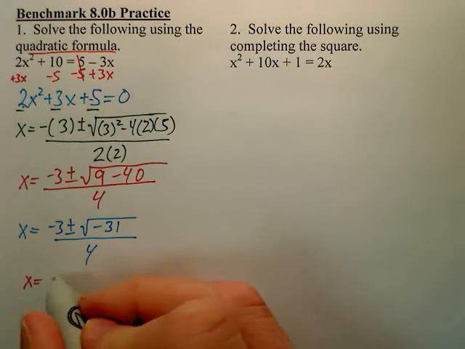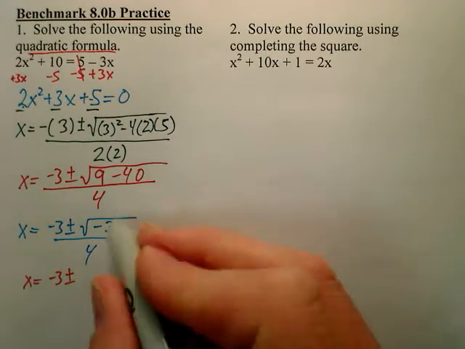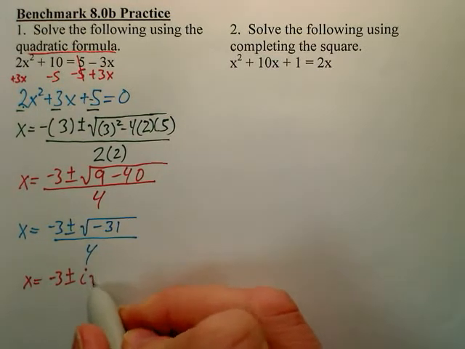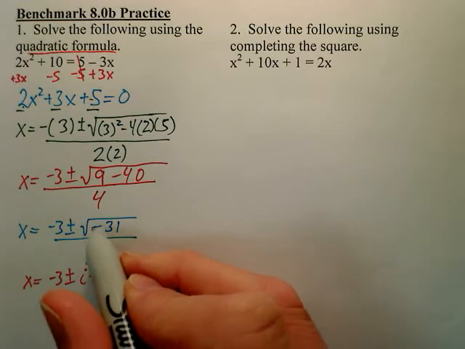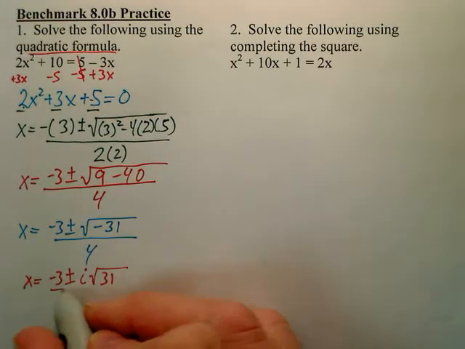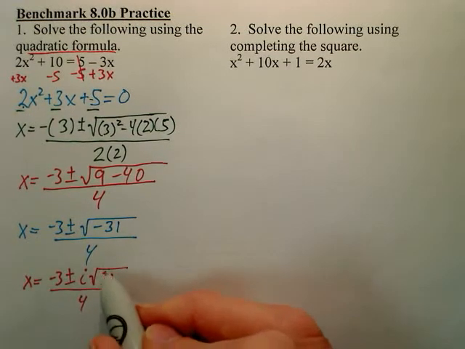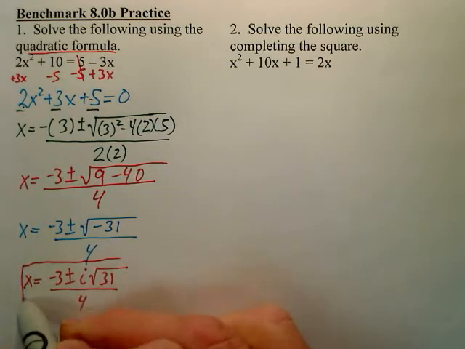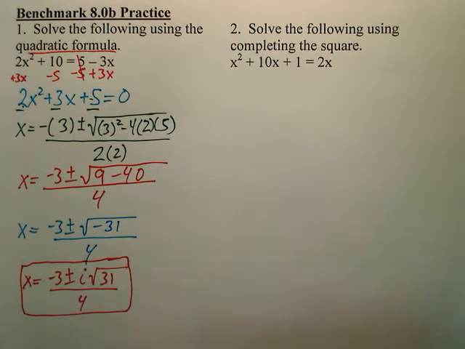My final answer is negative 3 plus or minus. A negative inside of a square root brings an imaginary out, because you pull the square root of negative 1 out of it, leaving you 31 and a 4. Now if this square root could be simplified, simplify it, but we cannot simplify 31. It's actually a prime number. So that is our final answer. It is an imaginary answer.